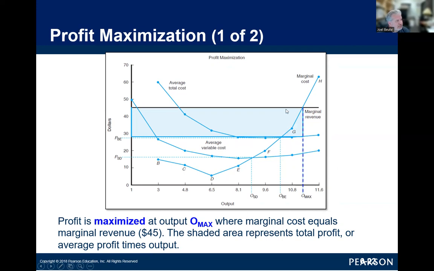Anytime our average cost is less than we sell the item for, we make a profit, and the profit is this rectangle, right? Because we're going to produce all the way out here. Let's call this 11 point something, and we're going to get 11 point something times, from 30 to 45, so 15. Pretty good money.